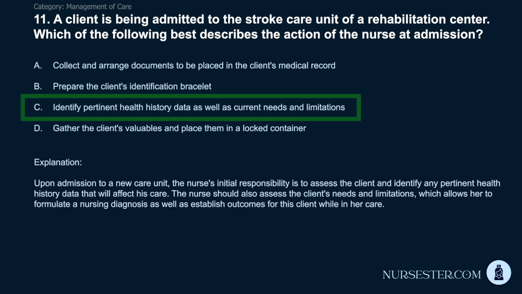Upon admission to a new care unit, the nurse's initial responsibility is to assess the client and identify any pertinent health history data that will affect his care. The nurse should also assess the client's needs and limitations, which allows her to formulate a nursing diagnosis as well as establish outcomes for this client while in her care.